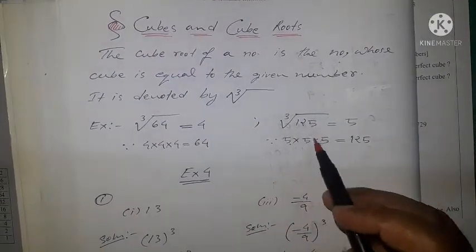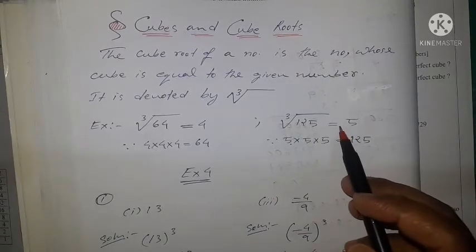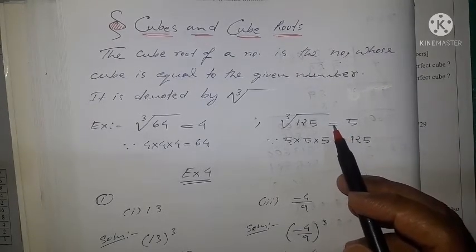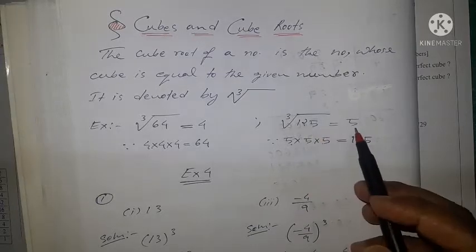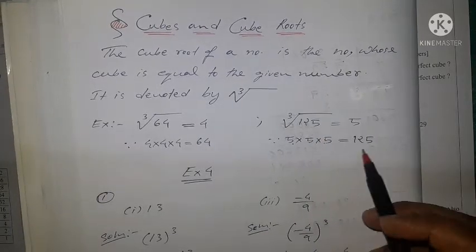Again, the cube root of 125 is 5. Since we must think of such a number whose cube is 125, so that is 5, since 5 into 5 into 5 is 125. Now exercise 4.